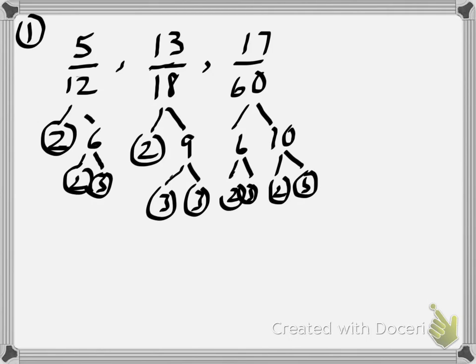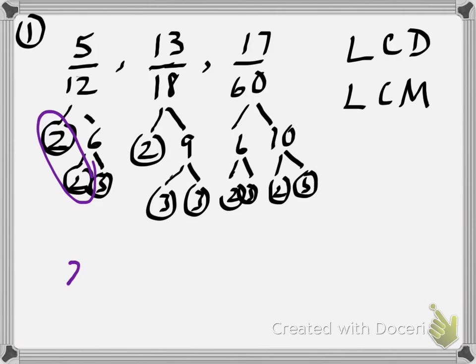So, to find the least common denominator, we find the least common multiple, which simply means we multiply the most of each one. So if we take a look here, our most 2's, this one has 2 2's, the second one has 1 2, and this has 2 2's. So our most 2's are going to be 2 of them. So we have 2 2's.